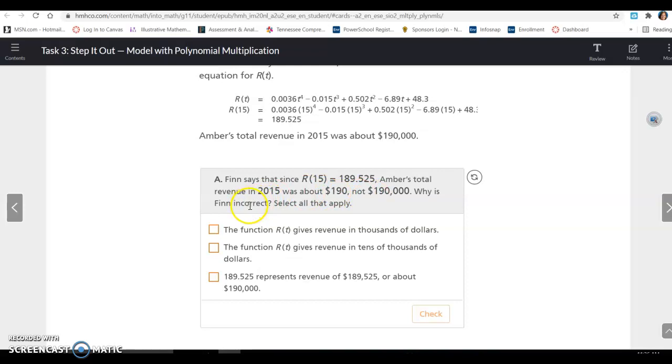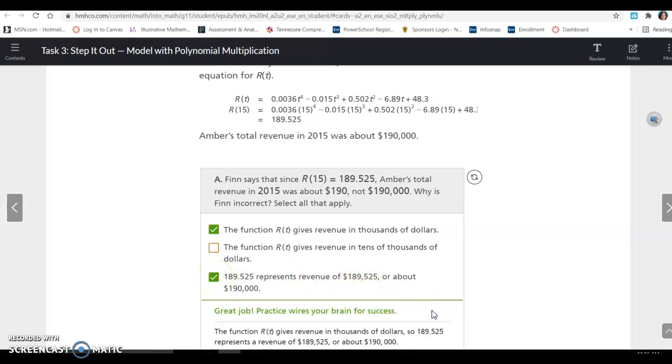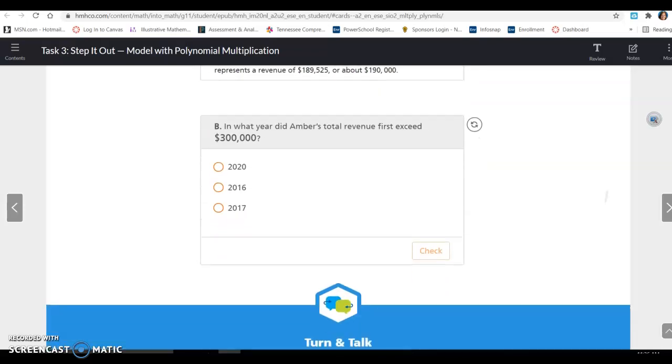Why is Finn incorrect? Select all that apply. All right, so the function r of t, this is the revenue, gives revenue in thousands of dollars. So we did see that. The function r of t gives revenue in 10,000s of dollars. That's not true. 189.525 represents revenue of $189,525, or about $190,000. So that's true. 190 is just the rounded number or the estimate.